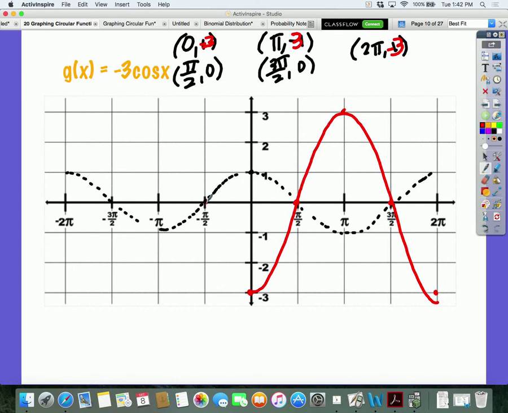What about this point? Stays. But this point goes to a +3. This point and this point goes to a -3. And there you go. Questions?